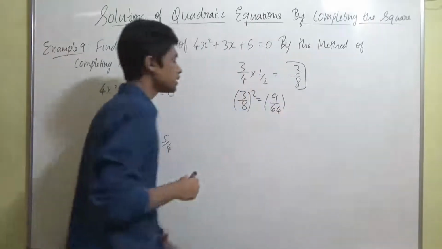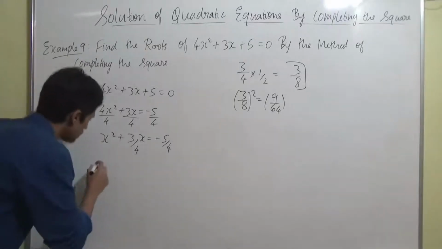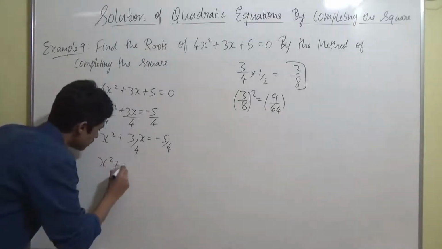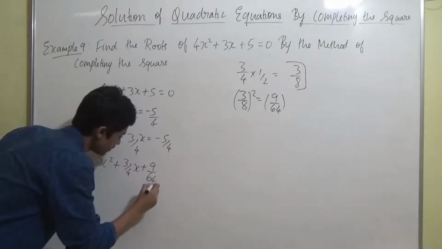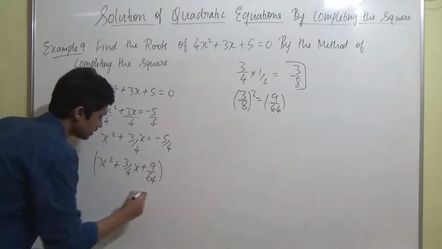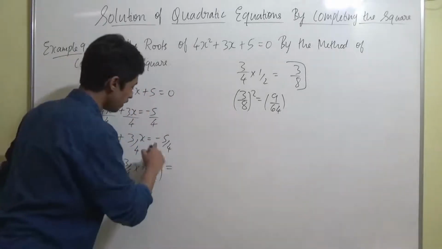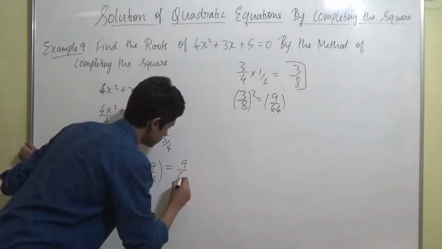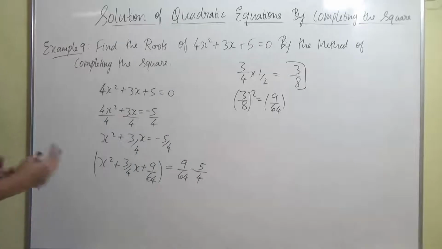Now we have to add 9 by 64 to both sides of the equation. That is, we have to add it here as well. Plus 9 by 64 in the LHS, plus we have to add it in the RHS as well: 9 by 64 minus 5 by 4. Getting it guys? Now let's start solving it.